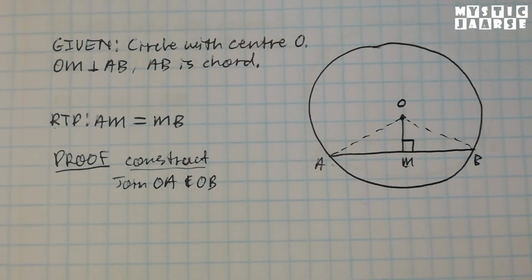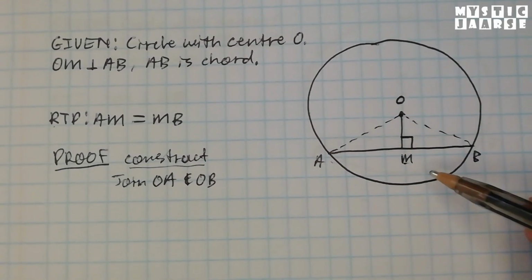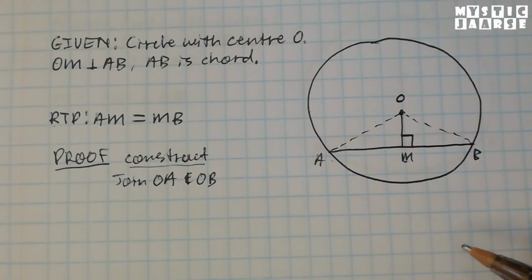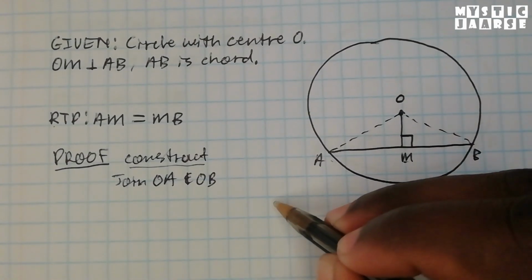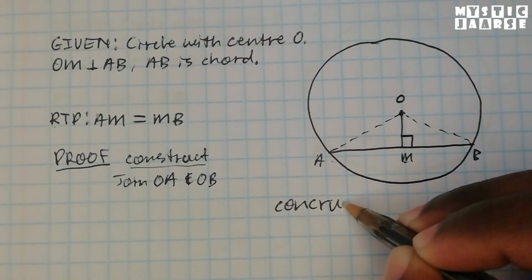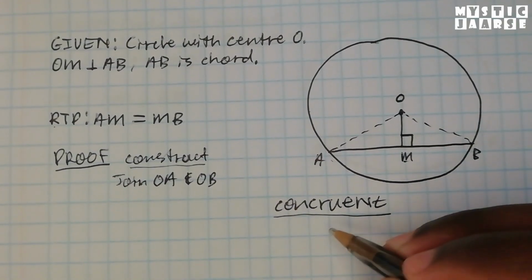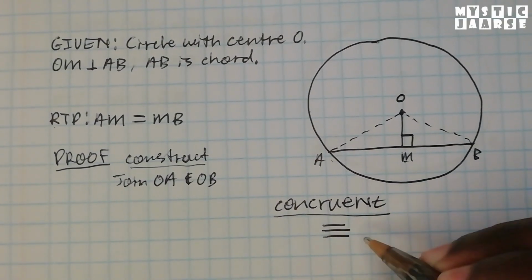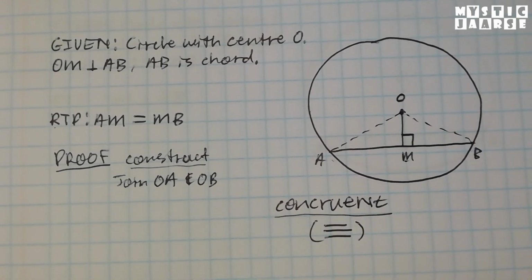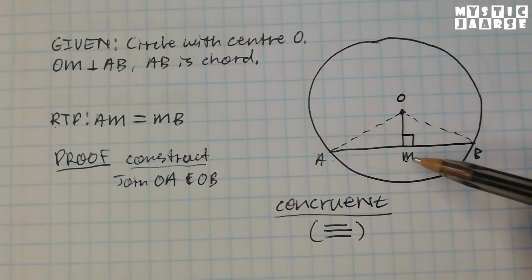Now, the reason why we make two triangles is we want to prove that this triangle is exactly the same as this one. And in Euclidean geometry, when we say two shapes are exactly the same, we mean they are congruent, with a G, to one another. Congruent means exactly the same. We use three parallel lines as a symbol for congruency. So we need to prove that triangle OMA is congruent to triangle OMB.